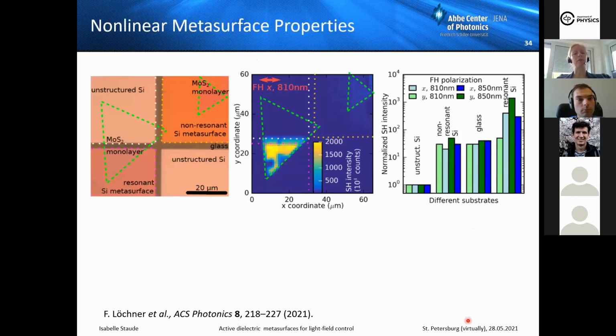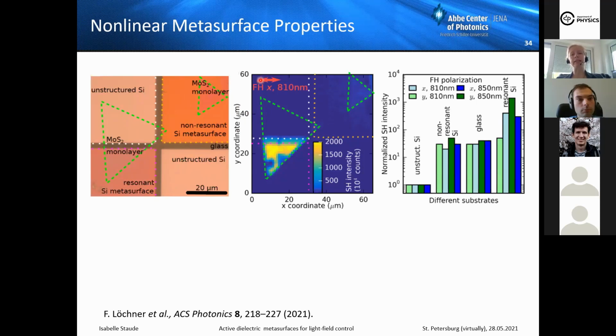Here are also some images. This is a light microscope image. One can barely see the monolayers in this kind of setting. So what we actually compared was several regions on the substrate. We have, for instance, one monolayer here and one monolayer here. And we had both these resonant metasurfaces whose properties I showed, then also some non-resonant metasurfaces which did not show any resonances in the range of the pump that we used, we had unstructured silicon and also regions of glass in between.